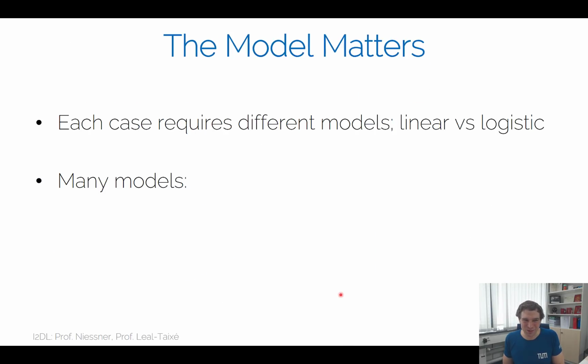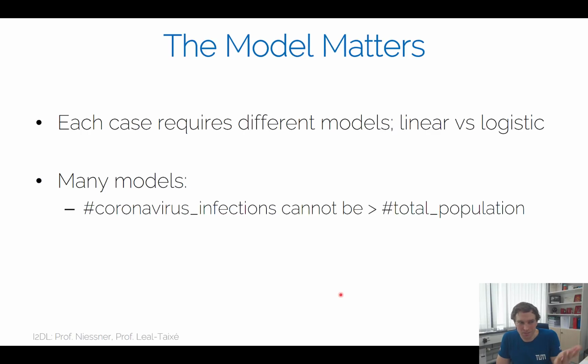The model matters, of course, too. We have done very simple models right now, right? We have done linear and logistic models. There are many more models, of course, and we will develop very complicated models along with the neural networks. With the coronavirus, the model matters: you can't have more infections than the total population. If your model already makes these predictions, then your model might not be very good.